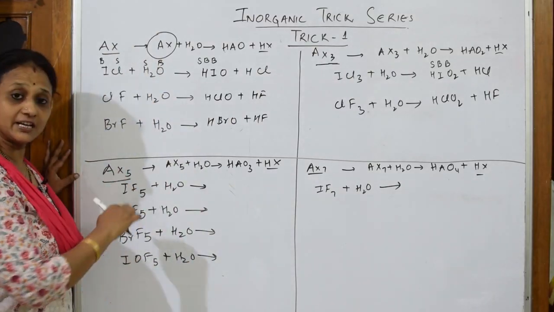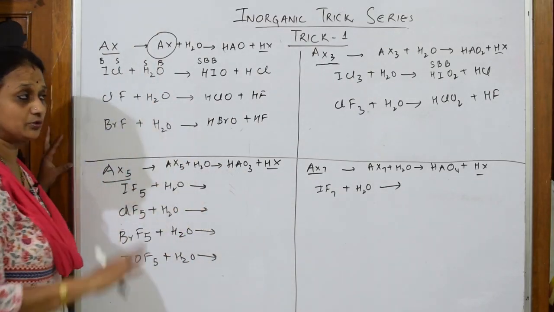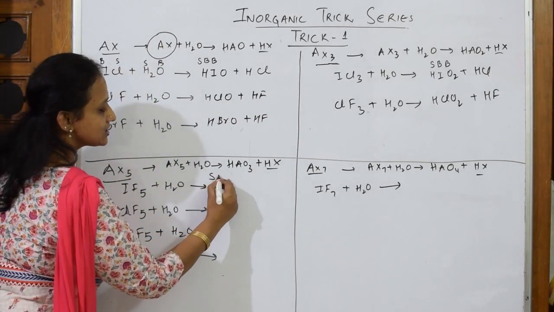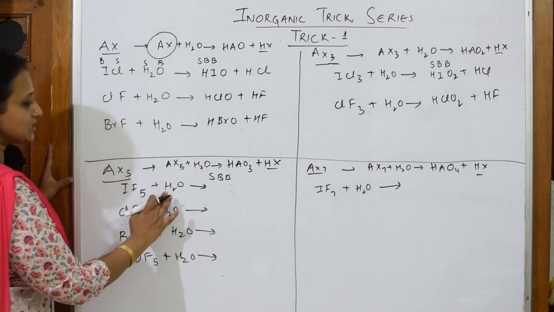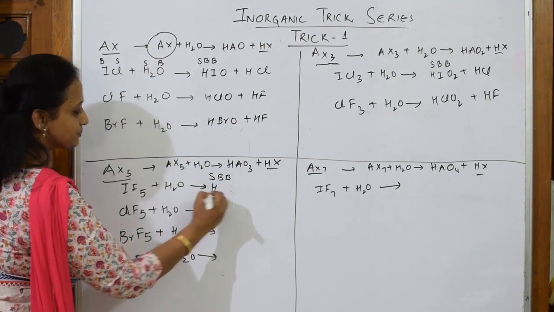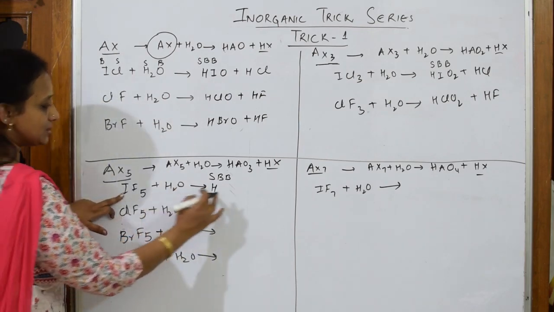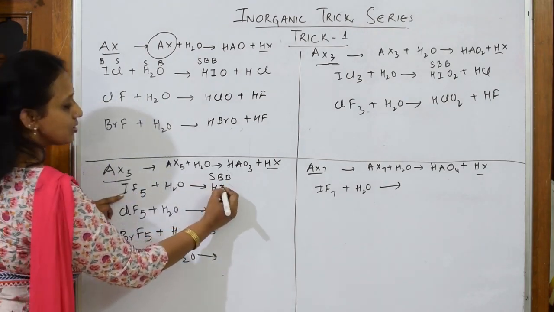Now let's come back and see the next one. When I take AX5, the compound which I have to get is HAO3. Same concept, right? Smaller, bigger, bigger. Done. What is here? The smaller atom, hydrogen. What is the next one? The bigger atom here, iodine. What is the next combination?